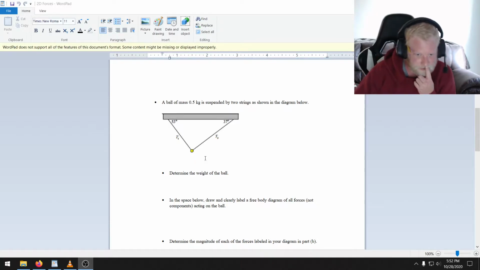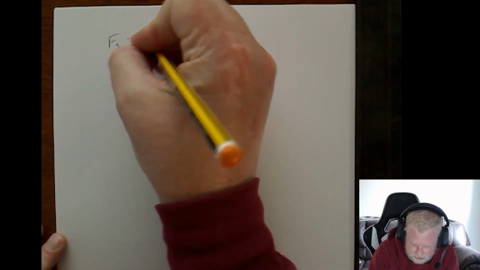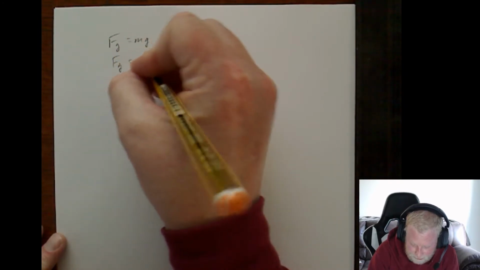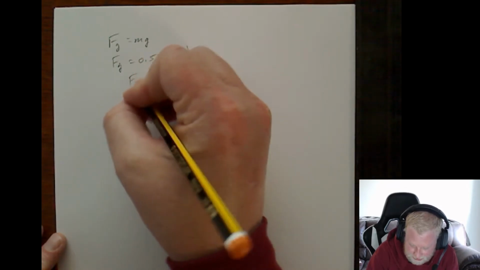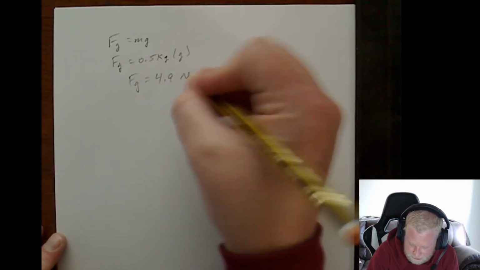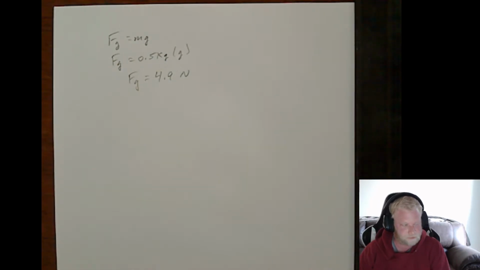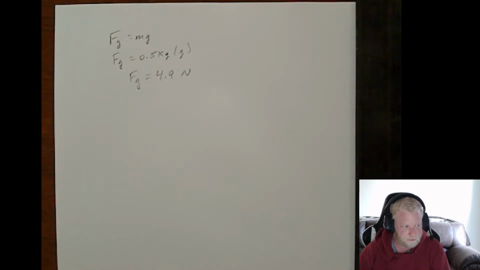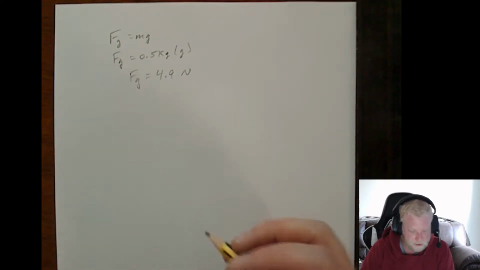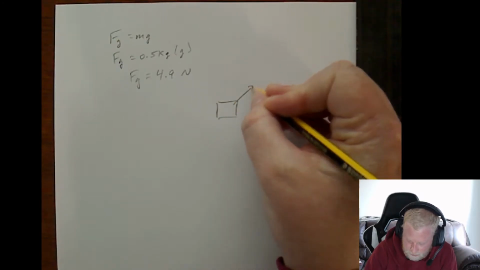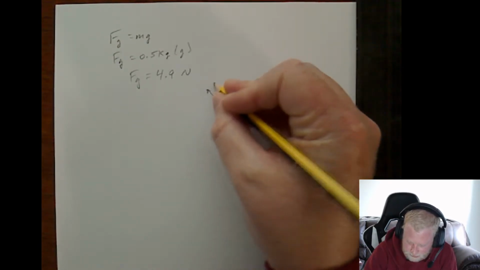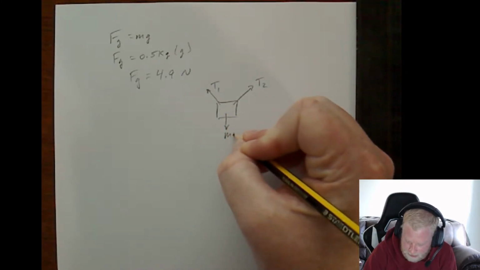Now, the first thing they want us to determine is the weight of the ball. Well, the weight of the ball is easy enough, right? Fg equals mg. So Fg equals 0.5 kilograms, the given mass of the ball, times g, your acceleration due to gravity, so Fg equals 4.9 newtons. Second thing they want us to do is a free body diagram. So you've got your ball, you've got tension 2, you've got tension 1, and you've got mg.